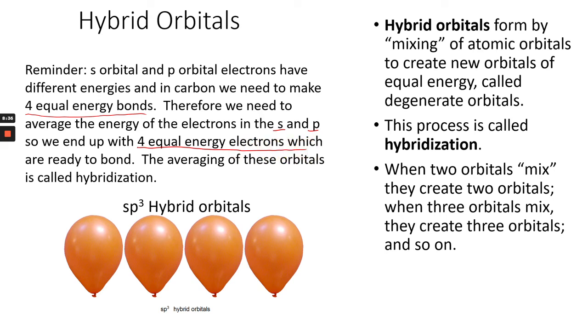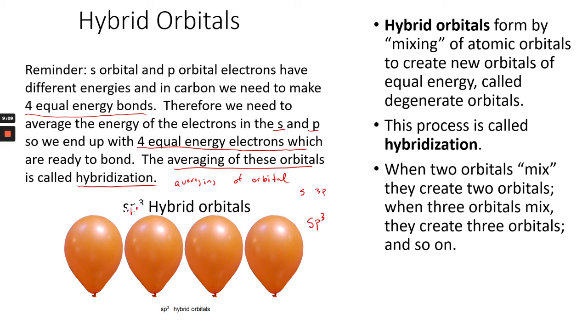When you average orbitals, that is called hybridization. Okay? Hybridization is the averaging of orbitals. And since in this case we need to make 4 bonds off of the carbon, we need 4 equal energy orbitals. So in order to do that, we have to average 1 s and all 3 p's. So this is called sp3, 1 s and all 3 p's.